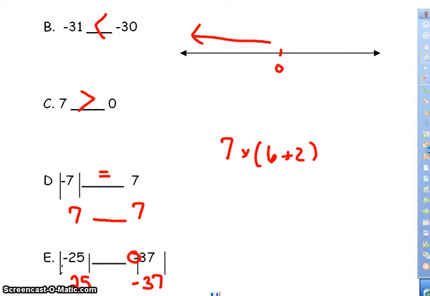Now we have to think about this. Will a negative number ever be bigger than a positive number? Would a negative temperature ever be higher than a positive temperature? And the answer is no. So 25 would be greater than negative 37. Or the absolute value of negative 25 would be greater than the negative absolute value of 37.